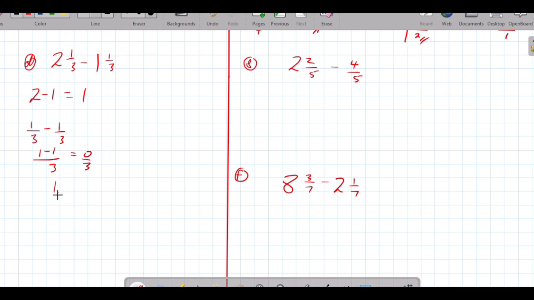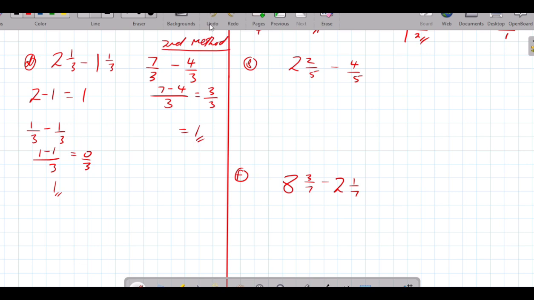So let's use the second method to check for the answer. So we have 2 times 3, that's 6, plus 1, that's 7 over 3, minus 3 times 1 is 3, plus 1, that's 4, over 3. So subtracting this, we have 7 minus 4, and that's going to give me 3 over 3. So 3 over 3 is still going to give me what? 1. Now you can see the difference between the two methods I just gave you.